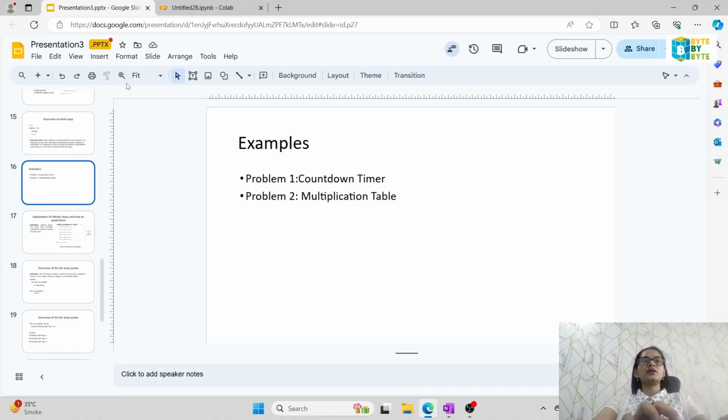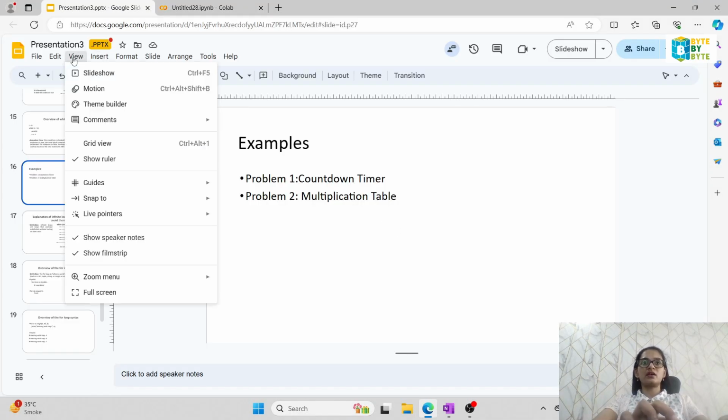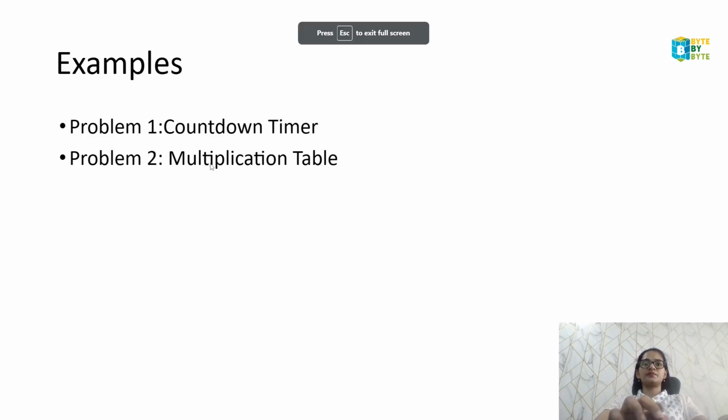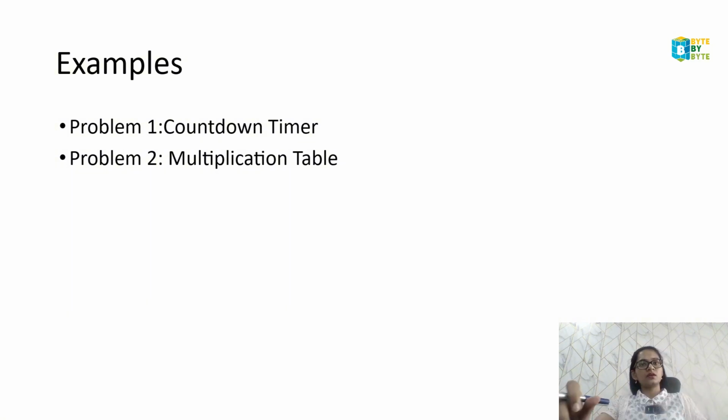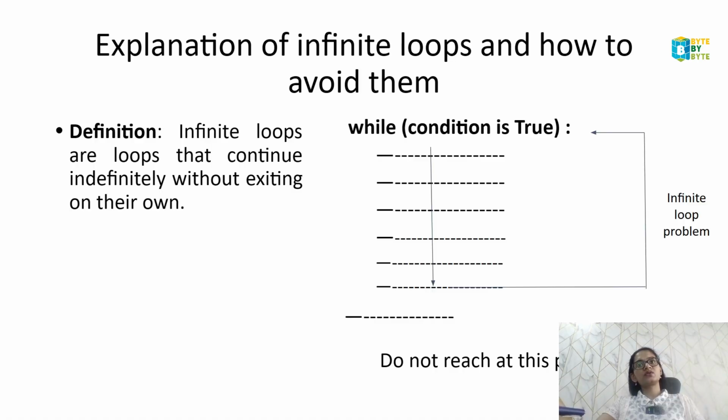So while writing the conditions in a while loop, you have to be extra careful. You can do the same thing that I have done, so you can readjust it later. But make sure you write the right condition. Okay. So the next thing that we are going to see is infinite loops.